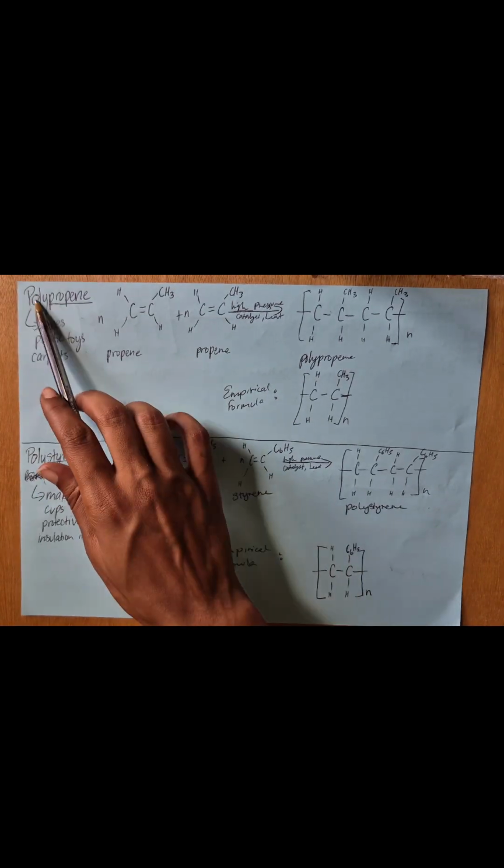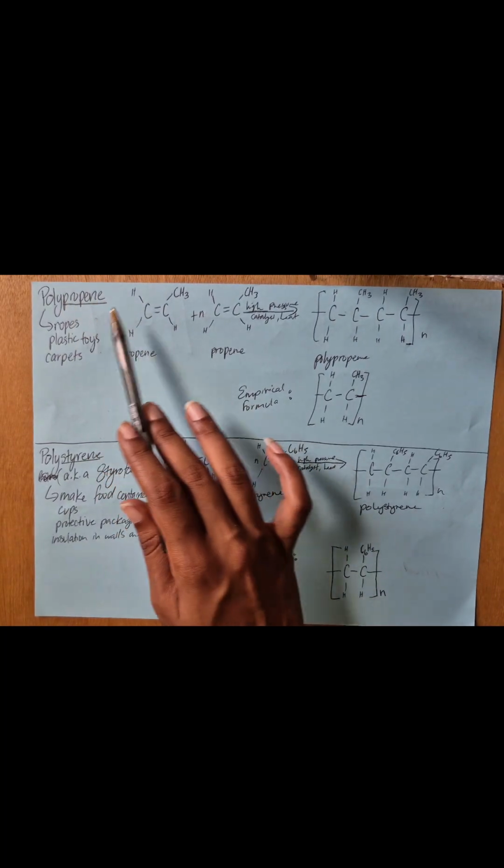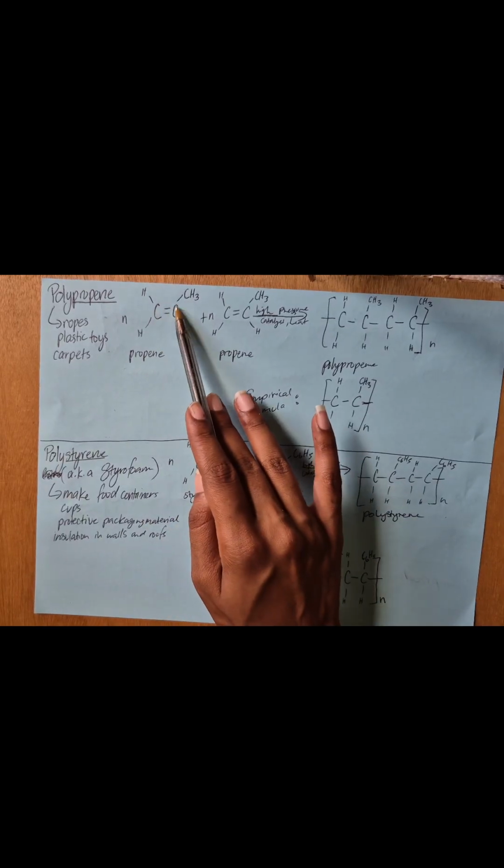That's PVC. The next plastic we're going to make is polypropene. So remember, we just take the poly off to figure out what the monomer is. The monomer in this case is propene. So propene, prop tells us there's 3 carbons. So 1, 2, 3 carbons.